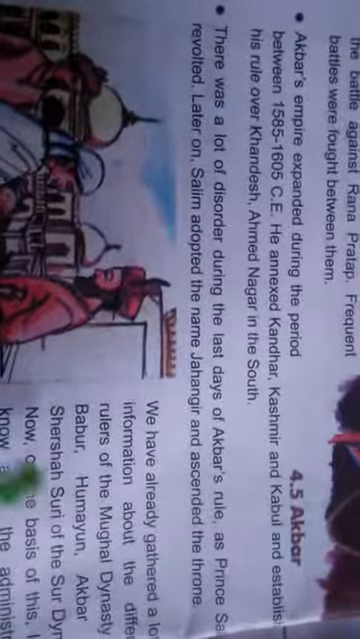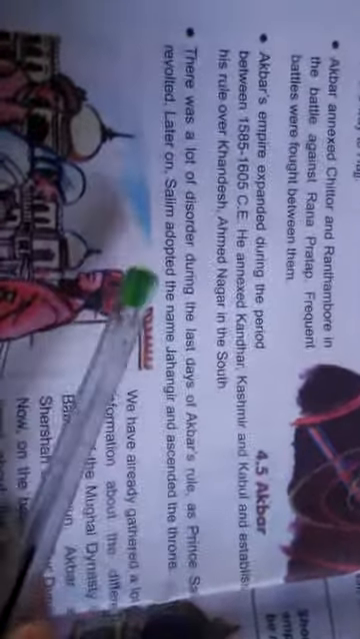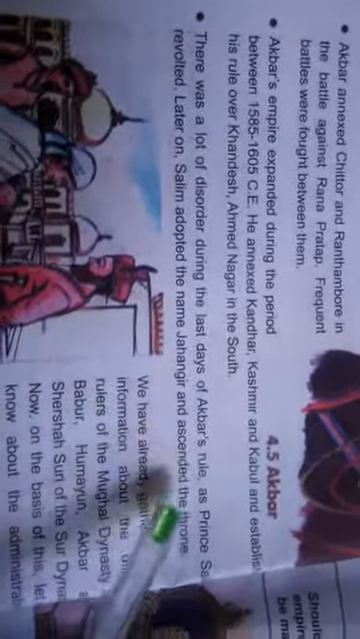Chapter 4, Lecture 2. Now, here you see in this picture a scene of Akbar's birth. There was a lot of disorder during the last days of Akbar's rule as Prince Salim revolted. Later on, Salim adopted the name of Jahangir and ascended the throne. Salim is the son of Akbar.